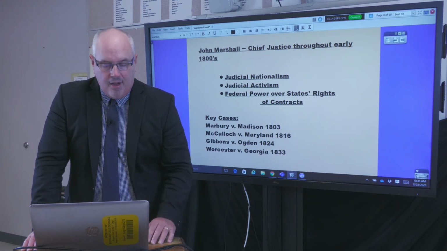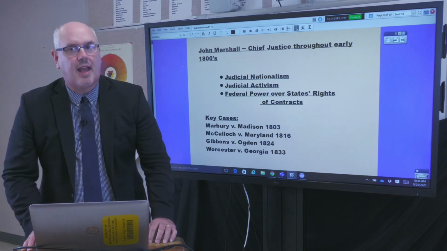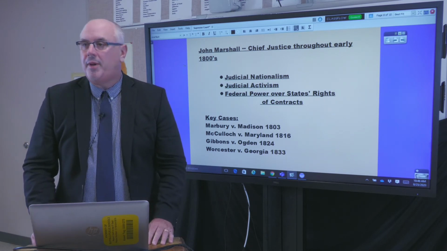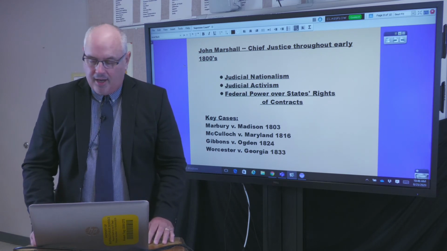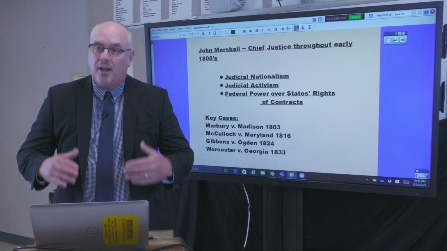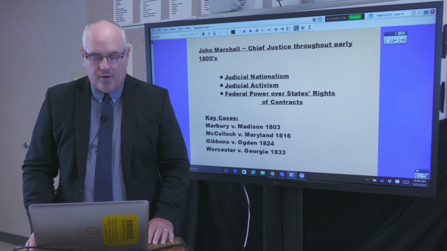state lines. One of the effects of that case was to expand business operations in America, as businesses would now be looking to the federal government more than to states for regulation. And it led to an expanding of manufacturing and industry in the country. Again, going along with our theme of nationalism, expanding the power of the country.